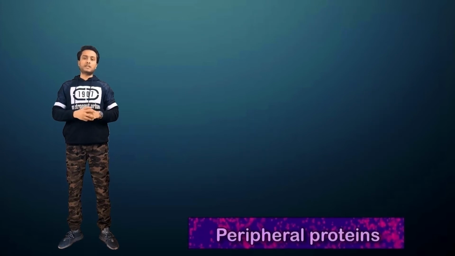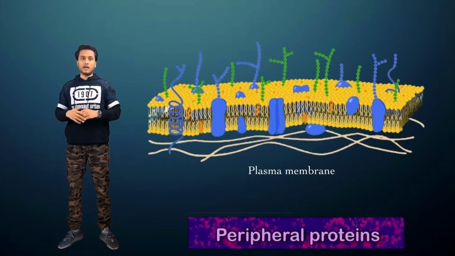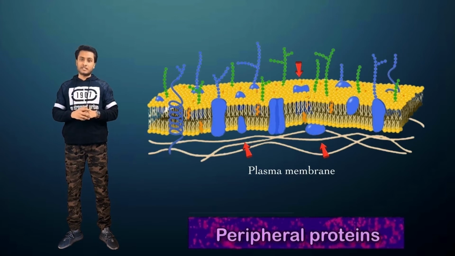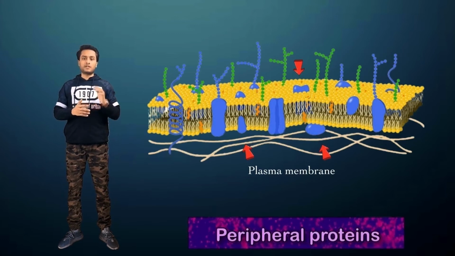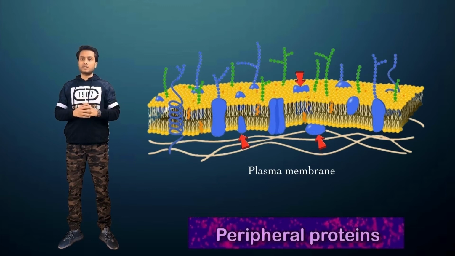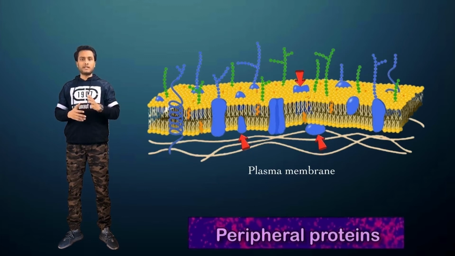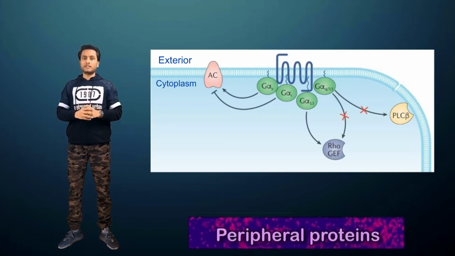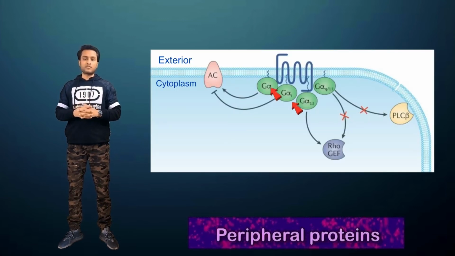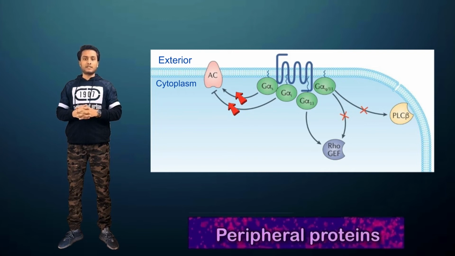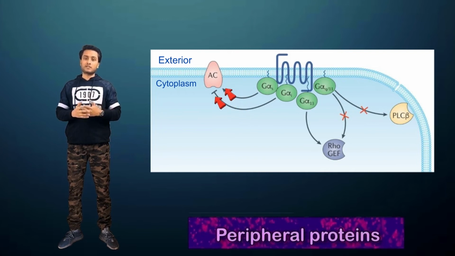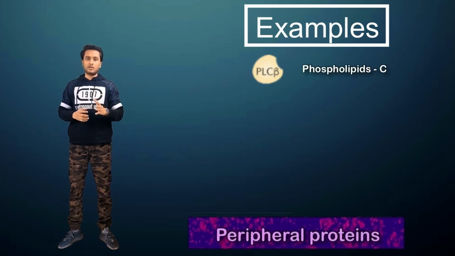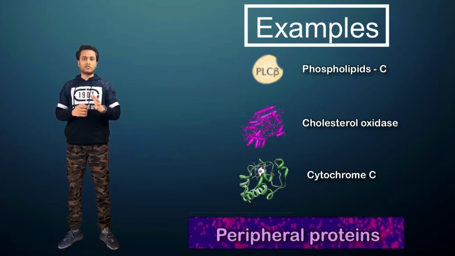For example, peripheral proteins are present in the membrane either associated with integral membrane proteins or at the peripheral region itself. They are present at the interior as well as exterior of the cell membrane because they tend to have a very loose connection with the cell membrane. Once reacted, the molecule gets dissociated from the membrane and goes inside the cytoplasm to activate another component. Examples of these proteins include phospholipase C, cholesterol oxidase, and cytochrome C.